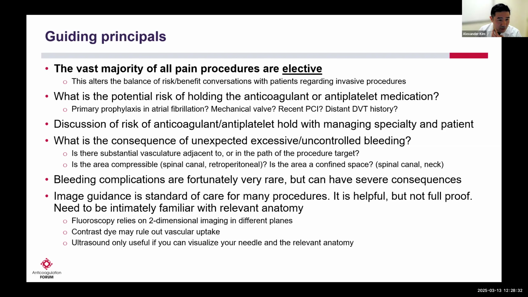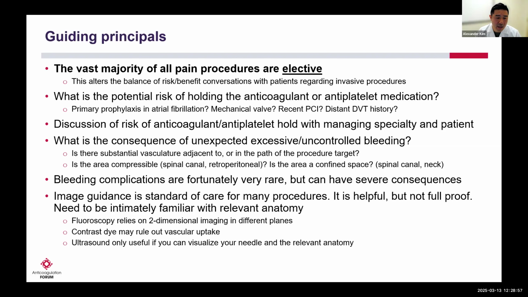So let's say we do consider proceeding, we need to think about the potential risk of holding the anticoagulant or the antiplatelet medication. Obviously all patients are on blood thinners for different types of reasons, and the risk is not necessarily equal between all these patients. So for example, is it primary prophylaxis in atrial fibrillation? Is it a mechanical heart valve, et cetera.